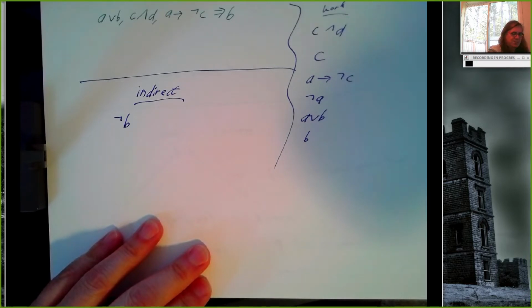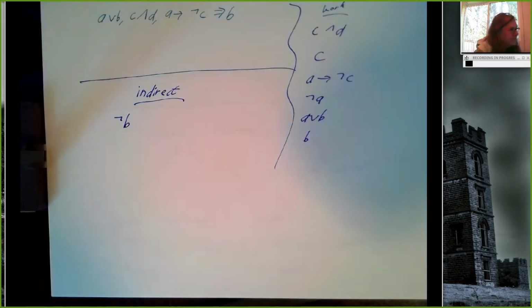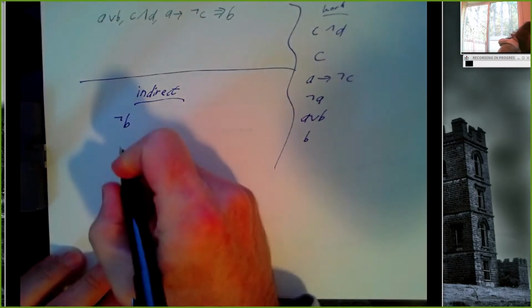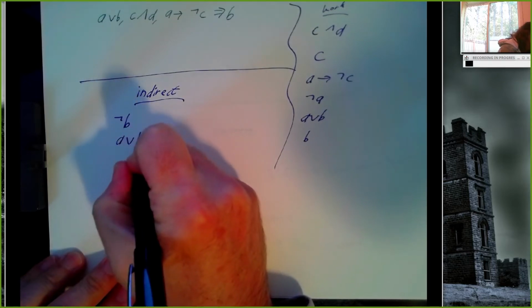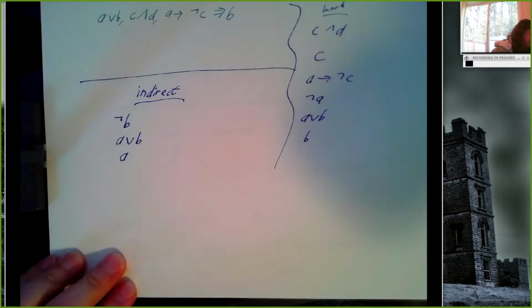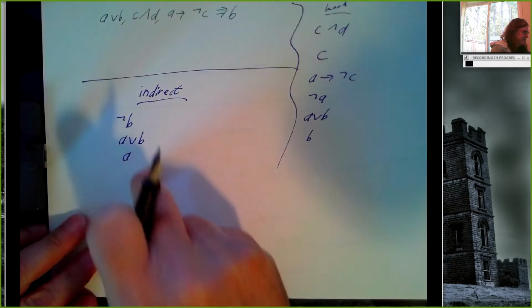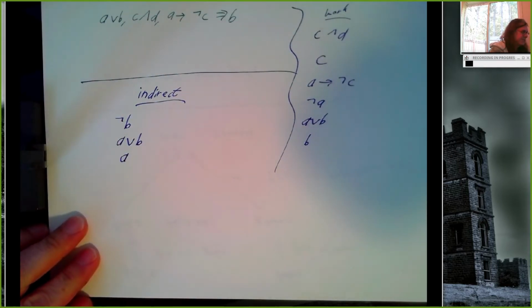And how can we put that with something? Well, I would then stick that into the A or B, thus concluding that A must be true. Yeah, perfect. So another one of these disjunctive simplifications.